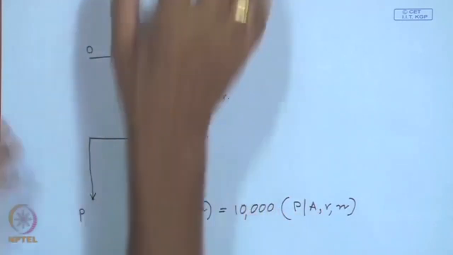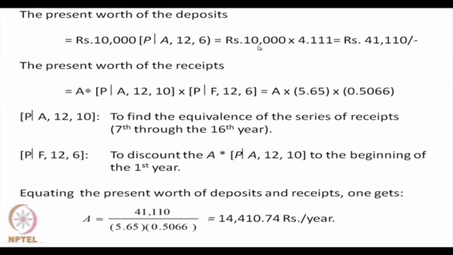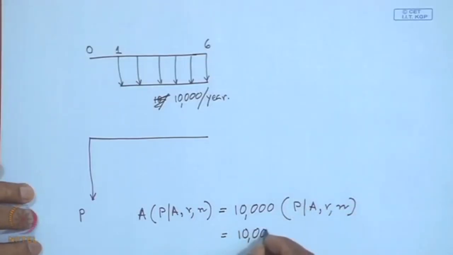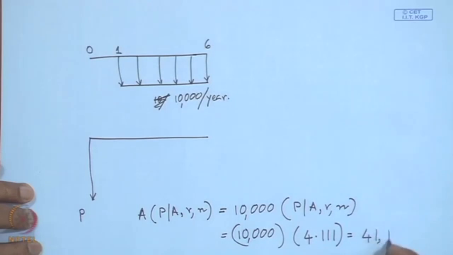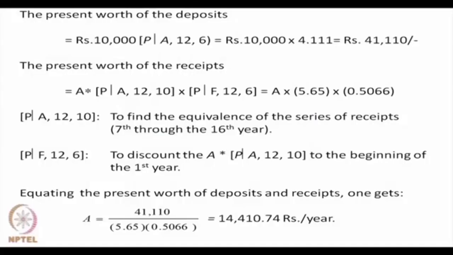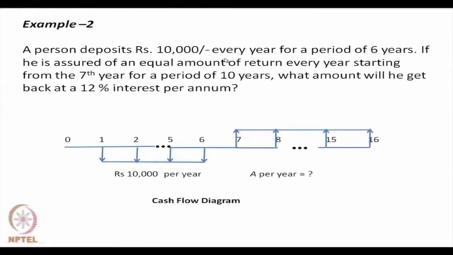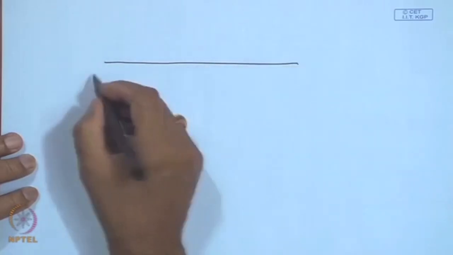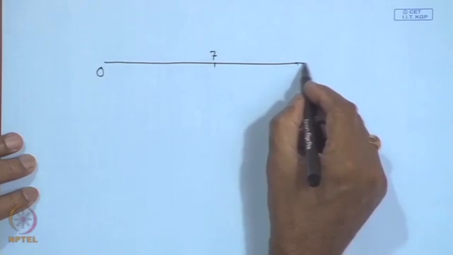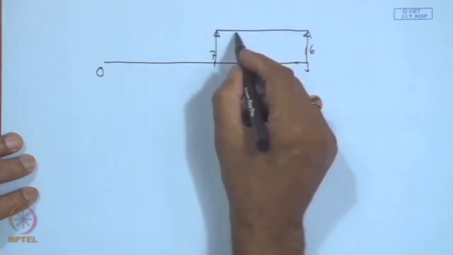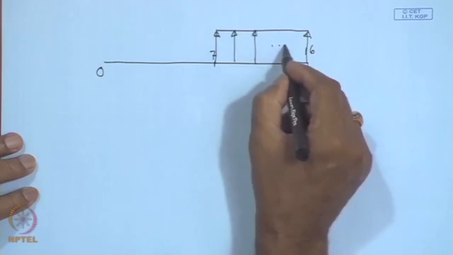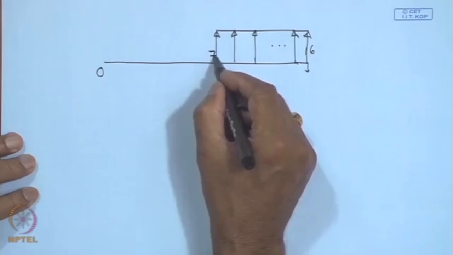So, we go to the 12% interest table and find out the value. The value of this is 4.111. Therefore, the present worth of this payment is equal to 41,110 rupees. Now, what we do? We take the remaining portion of the cash flow and that is, starting from 7th year through the 16th year, there is a receipt, equal payment in series, 7th through 16th.